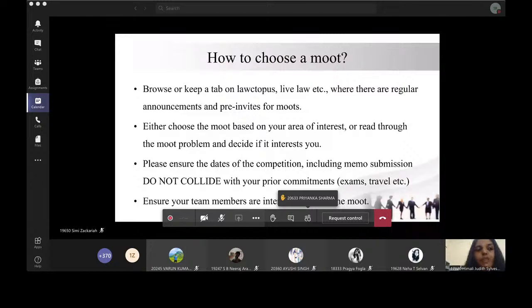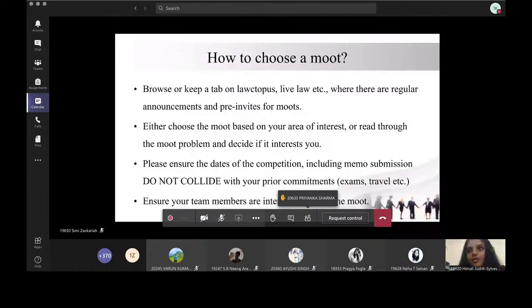So you can choose your moot based on your area of interest, one, of course, but your area of interest is not enough, because sometimes, for instance, I'm interested in space law, but I cannot necessarily go for a space law moot court competition because I have not learned anything about space law. So in that manner, you will also have to look at the subjects that you've learned or subjects that you have a good grasp of, and then you go and choose your competitions.